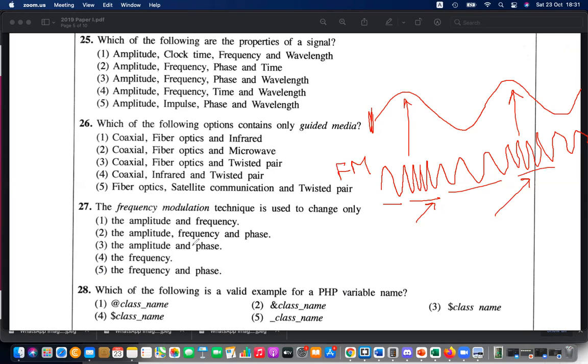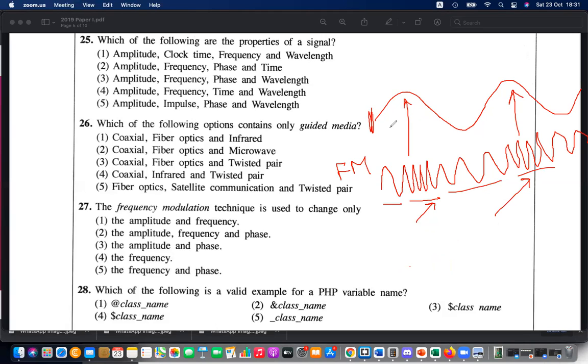Okay, the next one is amplitude modulation. There you use the same high frequency signal, but you change the amplitude. If I can draw here, same high frequency signal, but you are changing the amplitude of the signal, right? Something like this. So that is how you transport the signal. You change the amplitude. That is called AM.